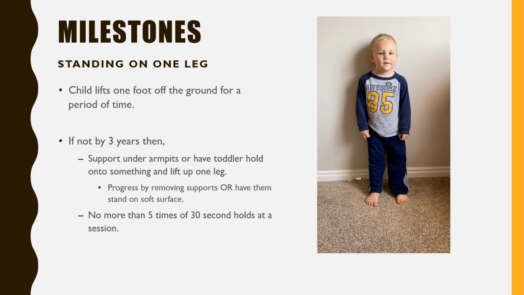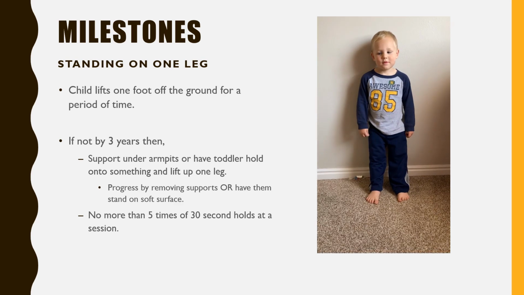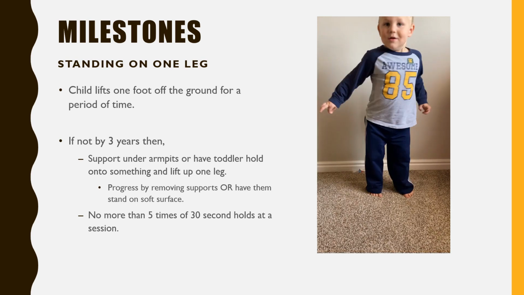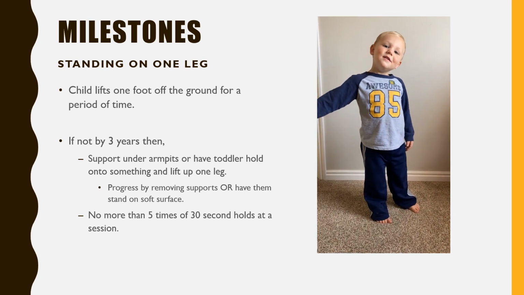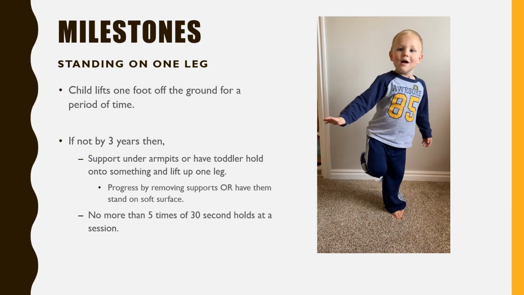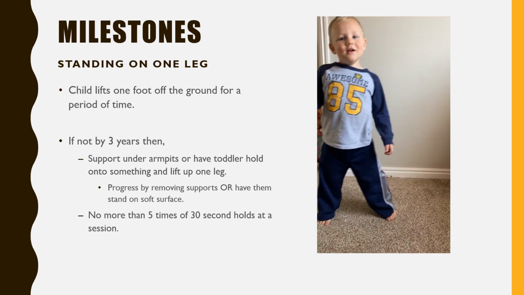The next one is when a child will stand on one foot. Standing on one foot is sometimes a little bit hard conceptually, as it takes a while for a child to get to it. But if not by 3 years of age, you can again support them under the armpits or grabbing their torso, and then you can help lift up one leg. As they lift up one leg, they'll get a feel for what it is to stand on one leg. Do this about 5 times, maybe 30 seconds at a time. And then eventually they'll be able to start doing it on their own.